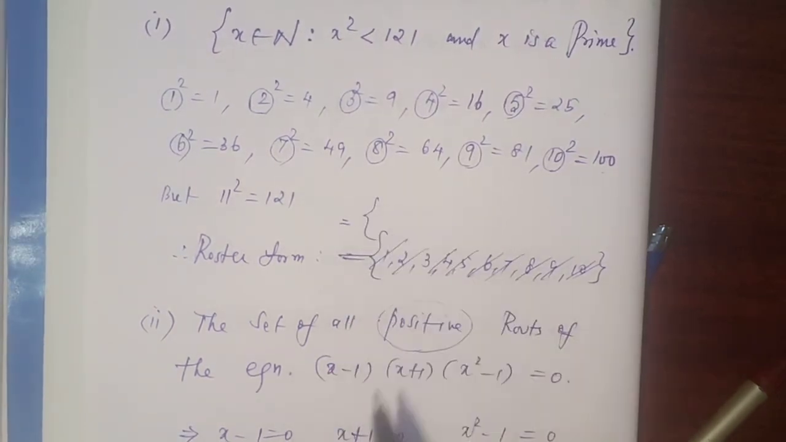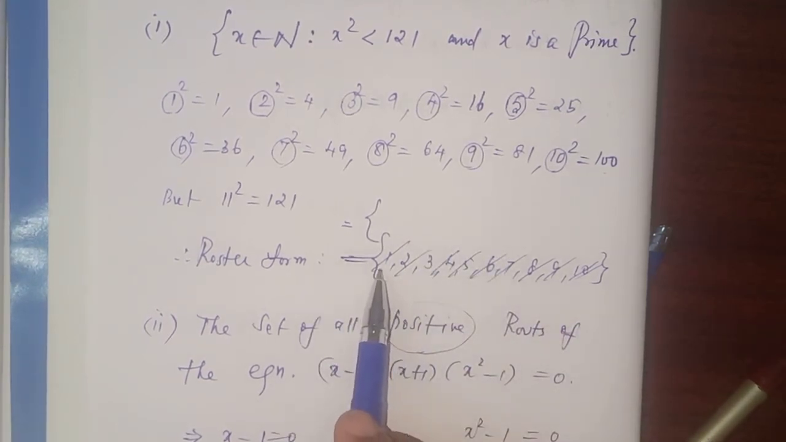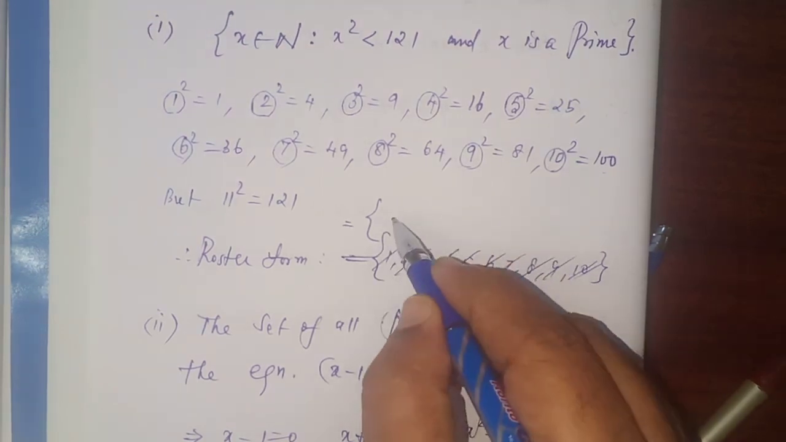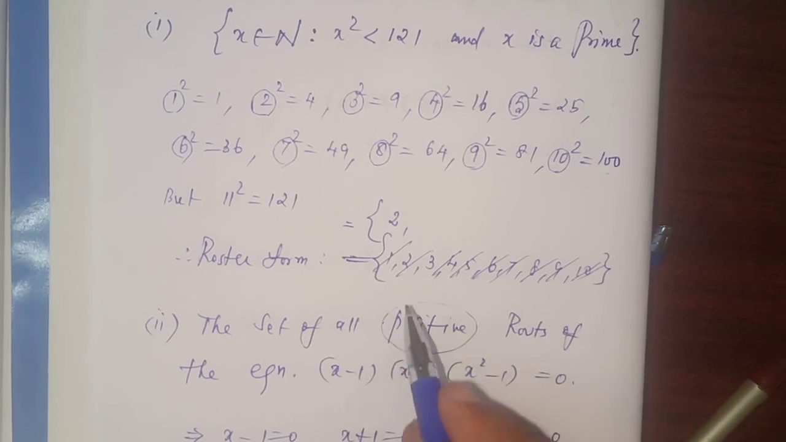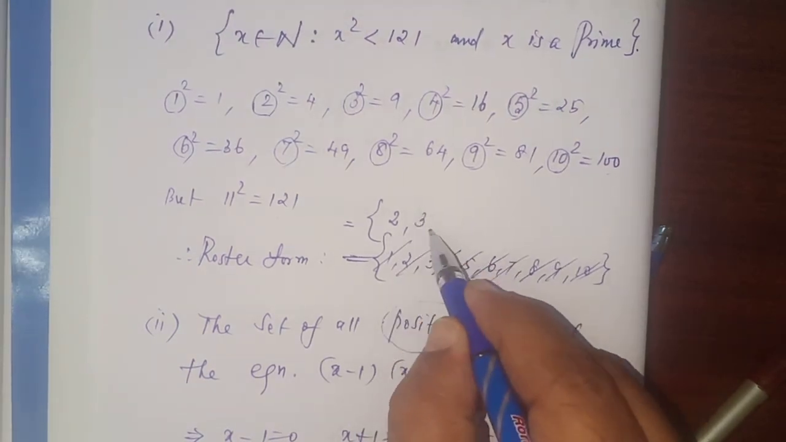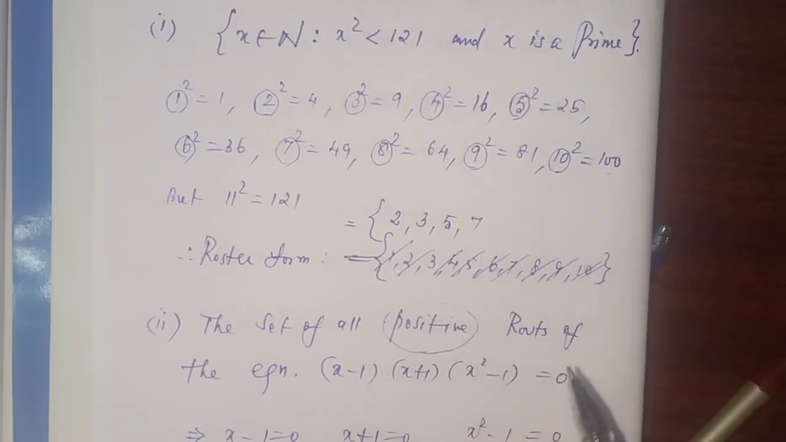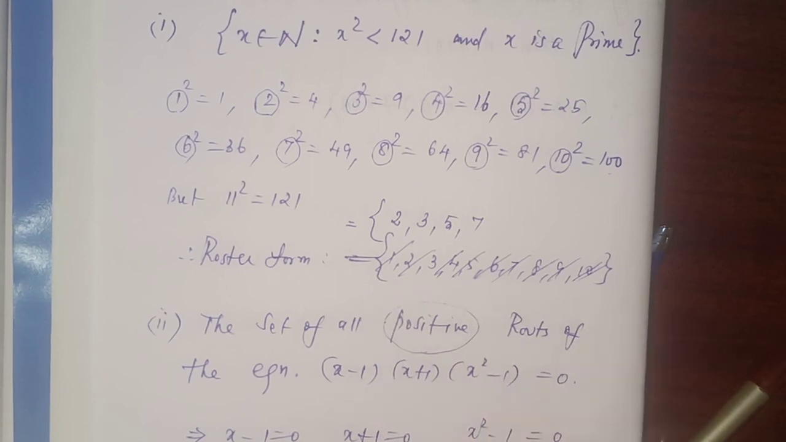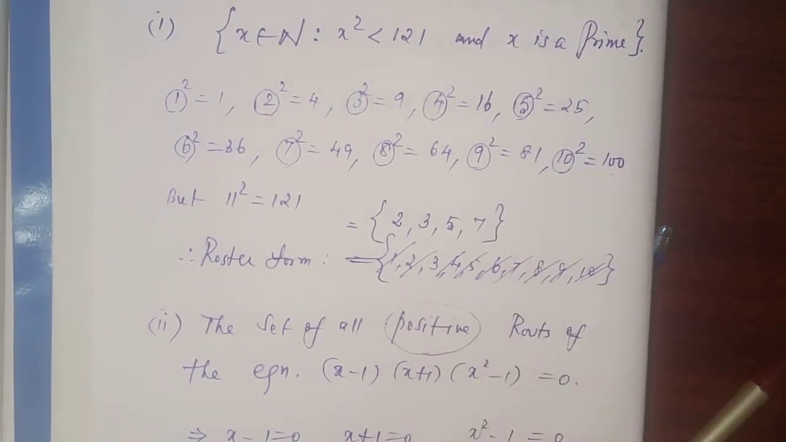Roster form equals: you know that 1 is neither prime number nor composite number. The first prime number is 2. At the same time, 2 is the only even prime number. Everybody knows. So next to 2, 3 and 5, finally 7. So these are the 4 prime numbers from 1 to 10. Okay, so please change it.